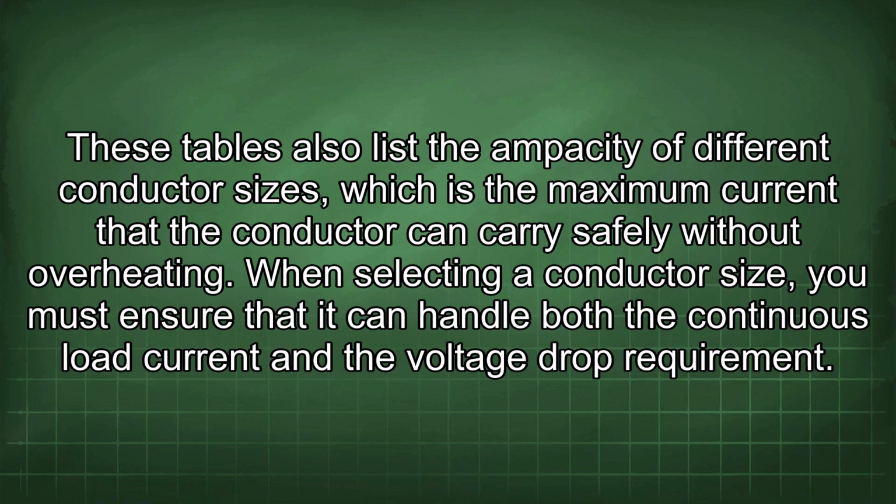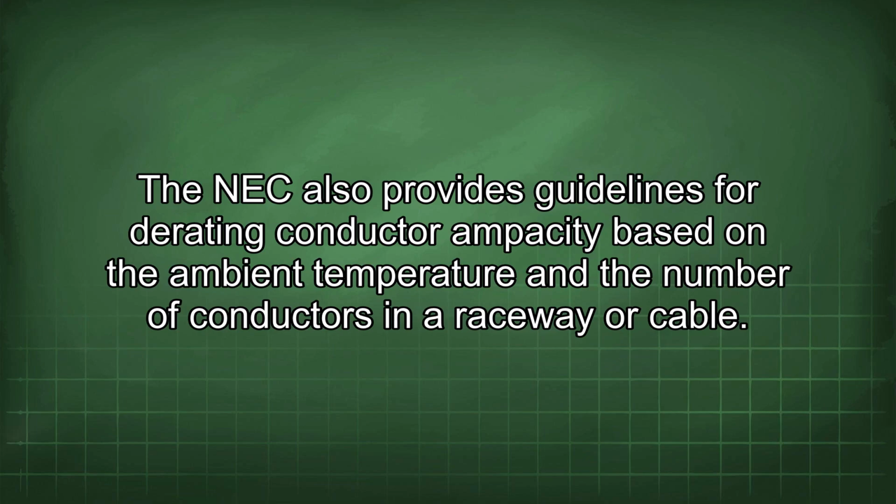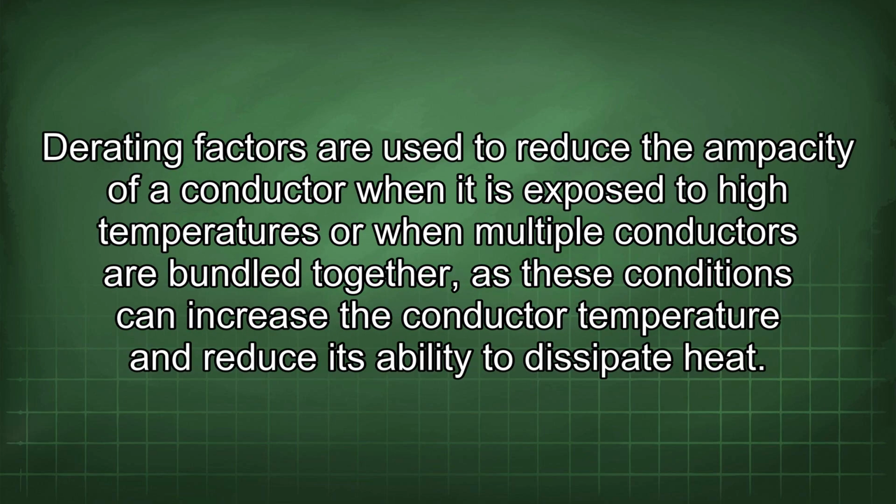These tables also list the ampacity of different conductor sizes, which is the maximum current that the conductor can carry safely without overheating. When selecting a conductor size, you must ensure that it can handle both the continuous load current and the voltage drop requirement. The NEC also provides guidelines for derating conductor ampacity based on the ambient temperature and the number of conductors in a raceway or cable. Derating factors are used to reduce the ampacity of a conductor when it is exposed to high temperatures or when multiple conductors are bundled together, as these conditions can increase the conductor temperature and reduce its ability to dissipate heat.